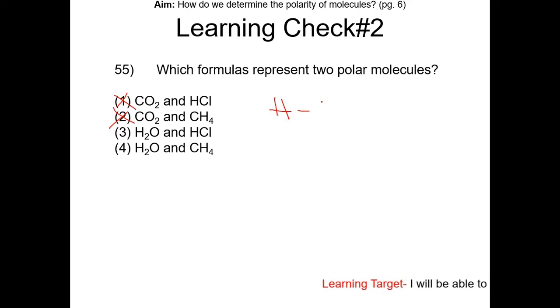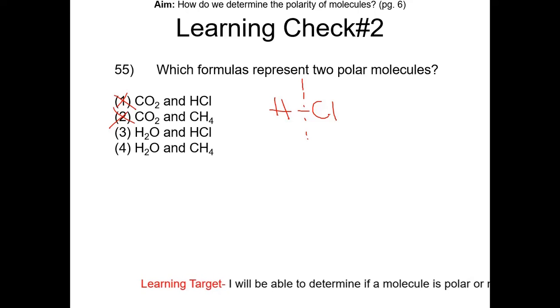For HCl, notice it does not have any vertical symmetry. The left and right side are different from each other. Therefore, HCl is a polar molecule because it does not have both vertical and horizontal symmetry. So the answer is choice 3.